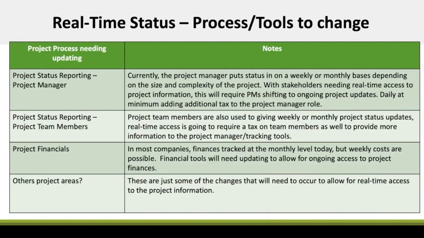Okay, so let's keep diving into that. So project status reporting for a project manager. Currently, the project manager puts status in on a weekly or monthly basis, depending on the size and complexity. With stakeholders needing real-time access to information, it would require the PM shifting to daily updates. Okay? Team member status, same thing. They go from weekly, they're going to have to shift. Financials, we're not going to change financials, but maybe the forecasting could change. So there's maybe a little bit that can change, but generally financials are monthly and that's not going to change. But what are the other areas?